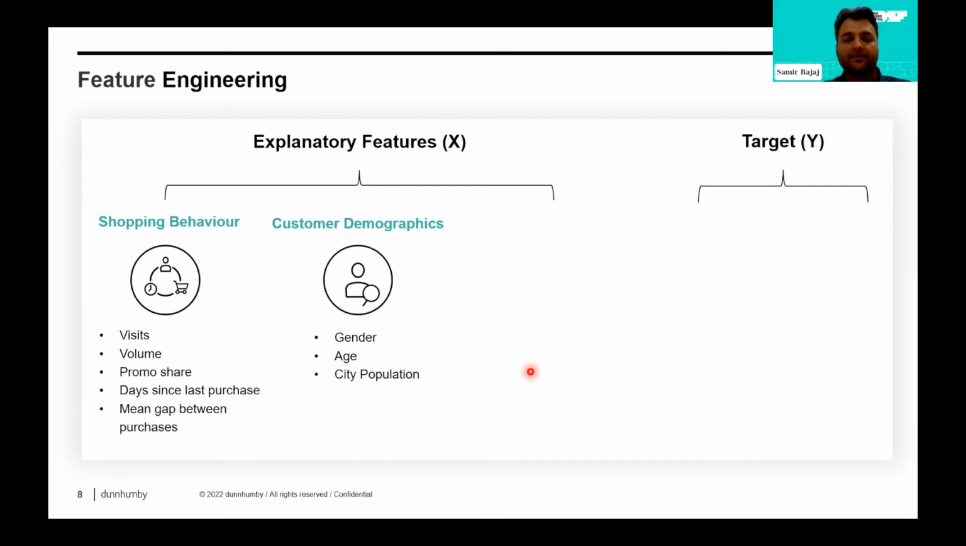Secondly, we looked at customer demographics. Here we looked at 3 features. First was gender, second was age, and third was city population. Not the city name, we took the city population size. So that serves as the proxy for whether a city is metropolitan or a tier 2 city. The higher the population, it is a de facto metropolitan. And taking city population as a feature, instead of the city names, removes the need for one hot encoding. So we have a more readable, more interpretable feature.